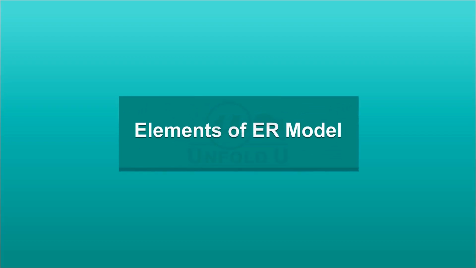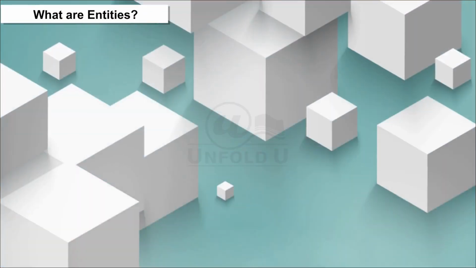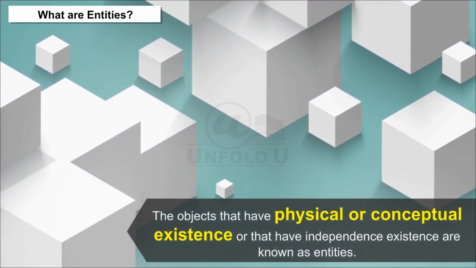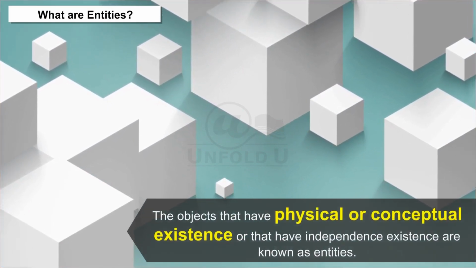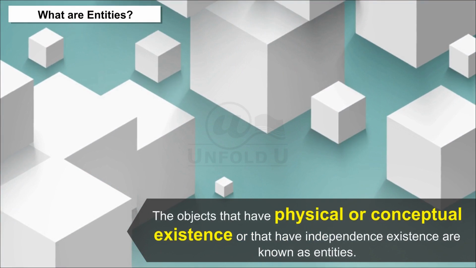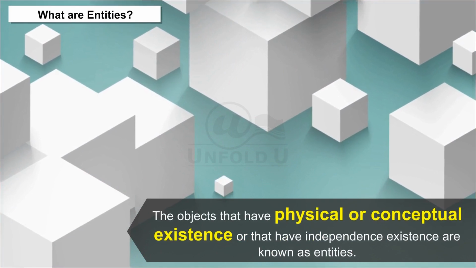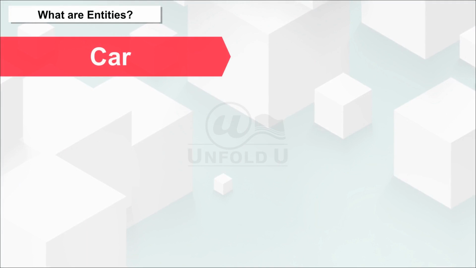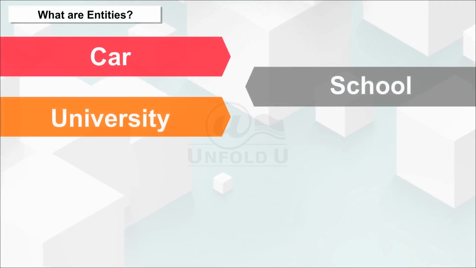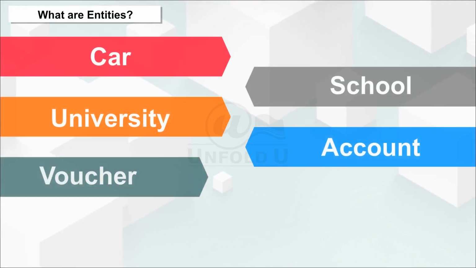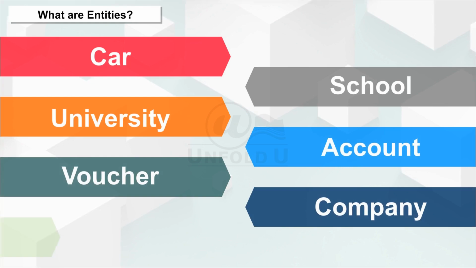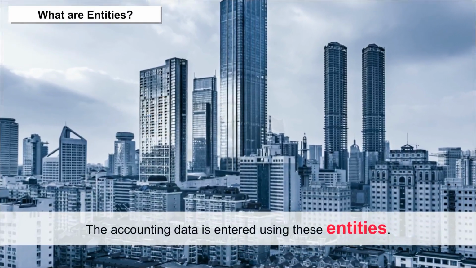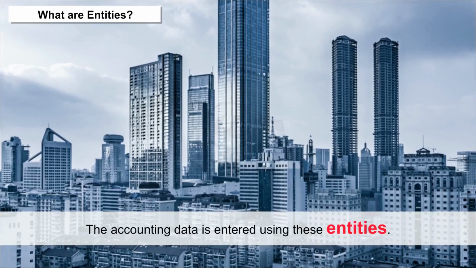Elements of ER model. What are entities? The objects that have physical or conceptual existence or that have independent existence are known as entities. For example, car, school, university, account, voucher, company, job, etc. The accounting data is entered using these entities.